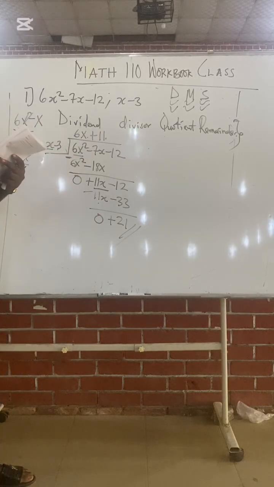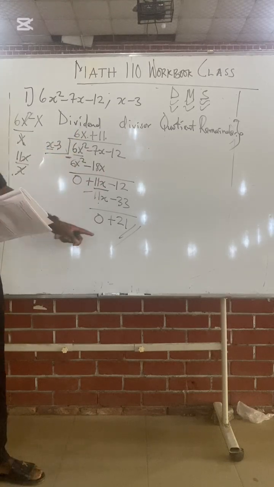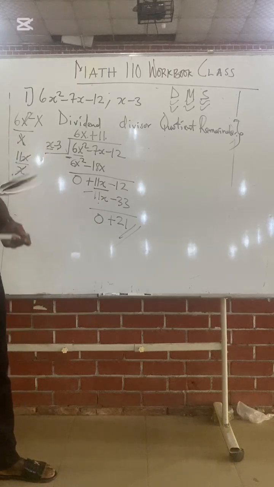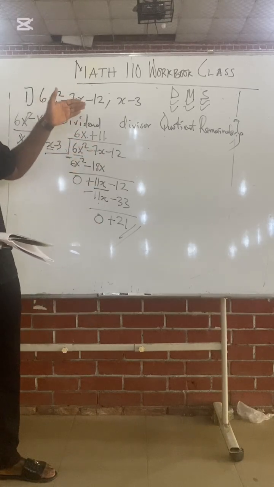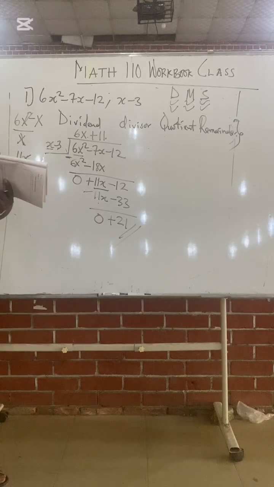The question says use long division to determine the quotient. Class, this is the answer to that assignment. Finish the assignment, but the remainder is 21. In another question, they could have asked you to find the remainder. Class, anytime they say find the remainder, you don't need to suffer to go through long division to get the remainder.